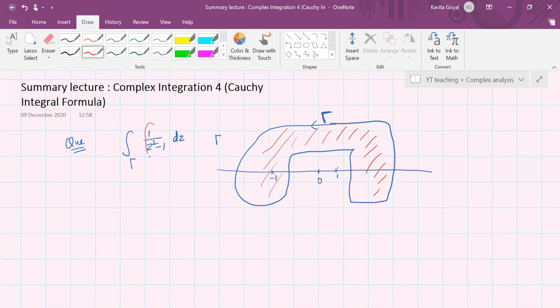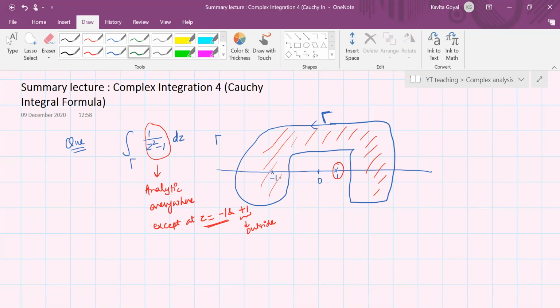Now if you look at this function, it is analytic everywhere except at z equal to -1 and +1. The point 1 is outside the region, because we are only concerned about the region contained inside gamma. So this point is outside and we don't care about it. This is the point which we have to deal with.